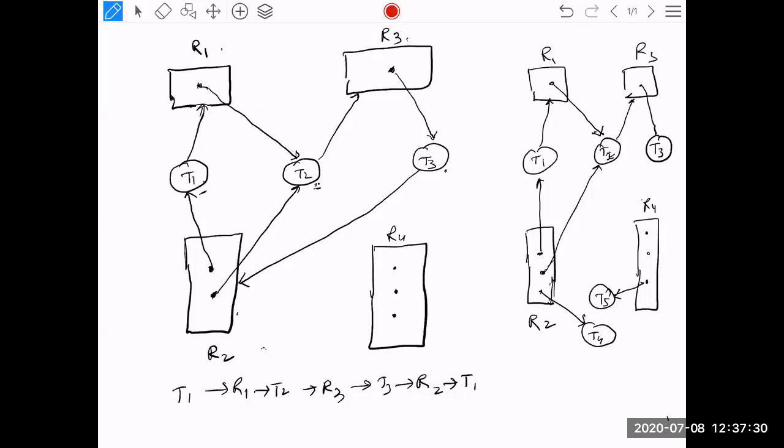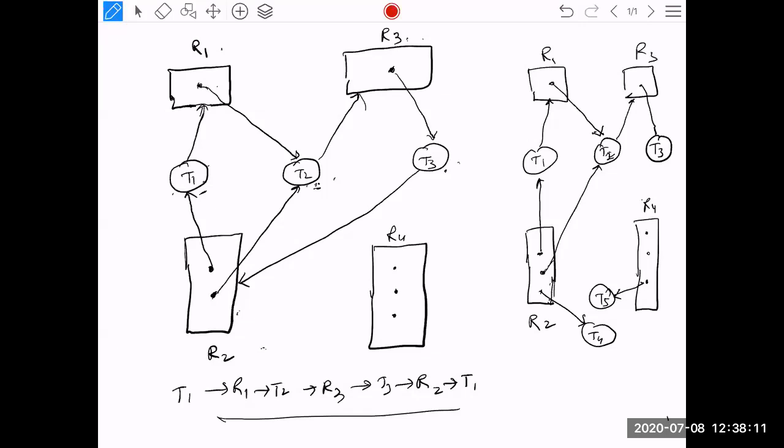Now we complete this. Let us create a cycle. So the first cycle is T1, R1, T2, R3, T3, and then T1. So here we are following these directions, and we started from T1, then T2, then R3, then T3, then back to R2, and then T1. So this is one cycle. Now the other cycle is T2, R3, T3, R2, and T2.